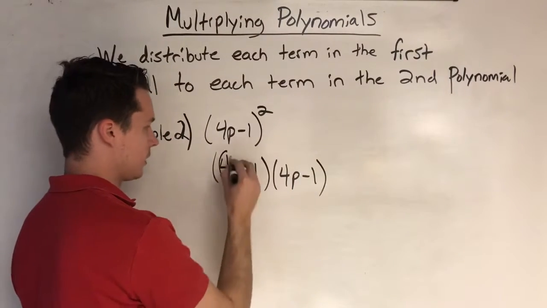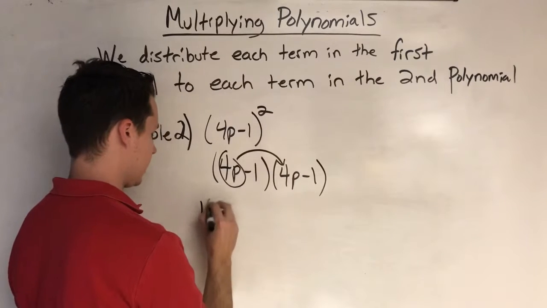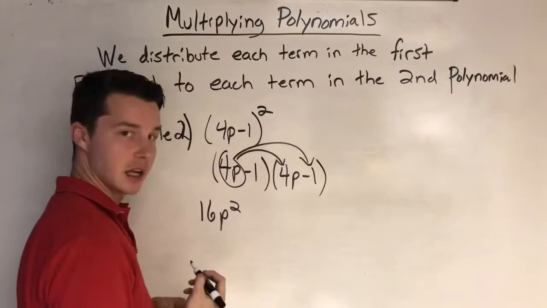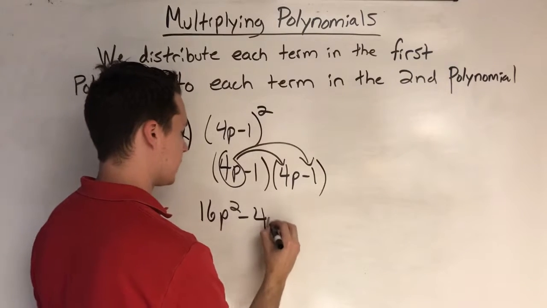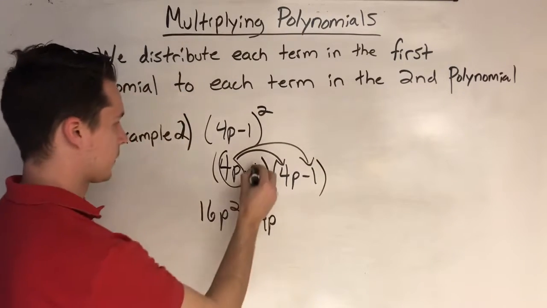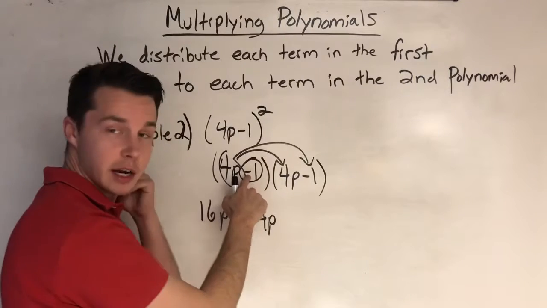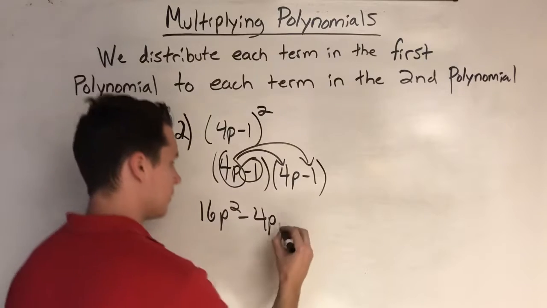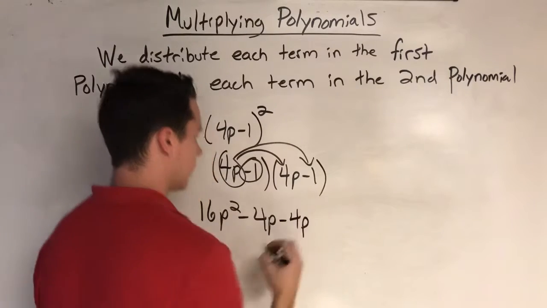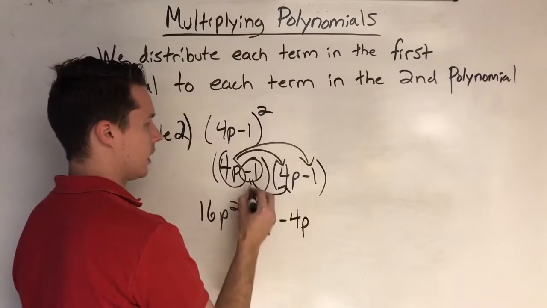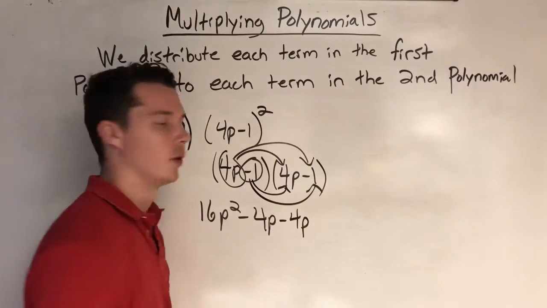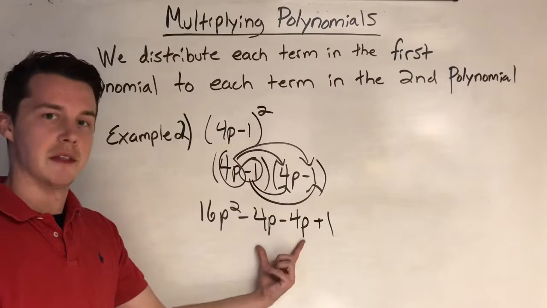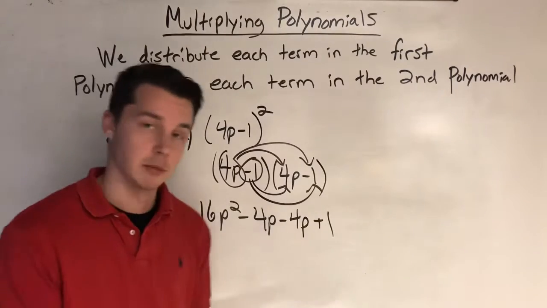So 4p times 4p is going to give us 16p squared, and then 4p times negative 1 is going to give us a minus 4p. Alrighty? Now don't forget that negative sign right here has to stay with it. So it's a negative 1 times 4p. Well, that's minus 4p. Okay. So that was that one. And then negative 1 times a negative 1 is plus 1. Okay. Now we just need to combine these like terms, and our answer will be complete.